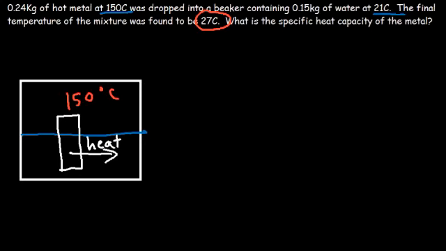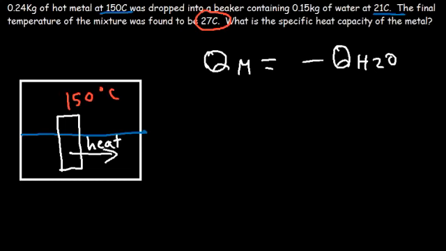Now, according to the law of conservation of energy, the heat energy gained by the water must equal the heat energy lost by the metal. So we could say Q of the metal is equal to negative Q for the water. The reason why we have the negative sign is because the metal lost heat and the water gained heat. So one of the Q values is positive, the other is negative. This additional negative sign negates the negative Q value of the other substance.